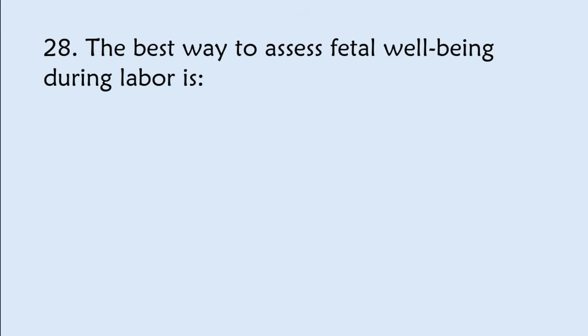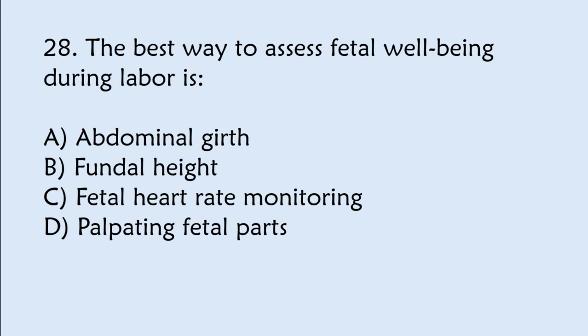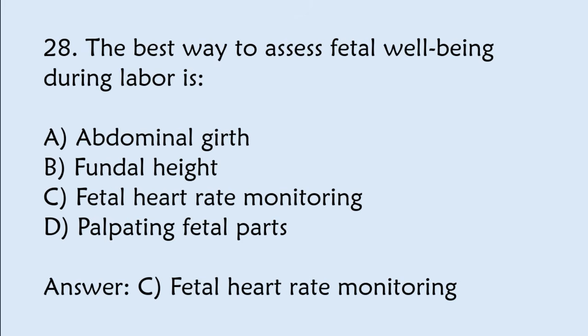The best way to assess fetal well-being during labor is abdominal girth, fundal height, fetal heart rate monitoring, pulsating fetal parts. Correct answer is option C, fetal heart rate monitoring.